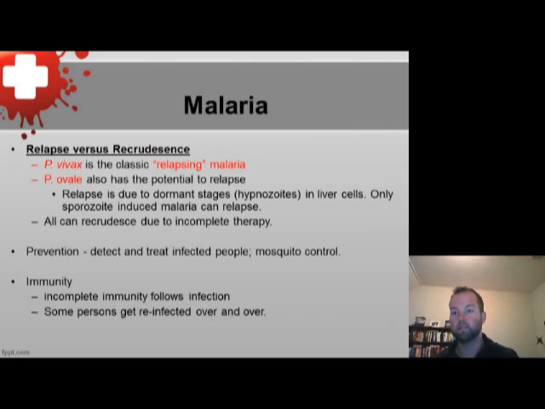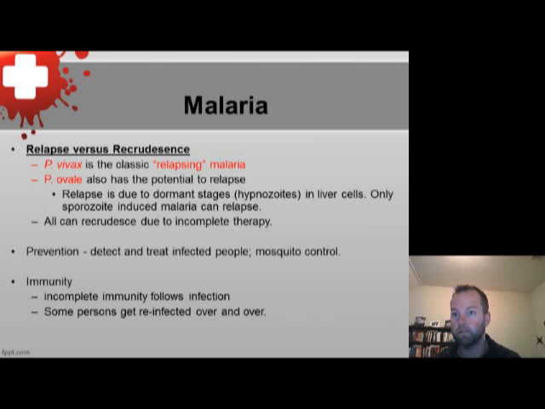Recrudescence, however, is simply the incomplete therapy of drugs after infection has occurred, and you simply don't take all of the anti-malaria drugs, and you knock the infection down, but you don't knock it out, and thus the Plasmodium will gain back control, the infection will stir back up, and that is recrudescence. All species of Plasmodium are capable of recrudescence. Only Plasmodium vivax and ovale are capable of relapsing.